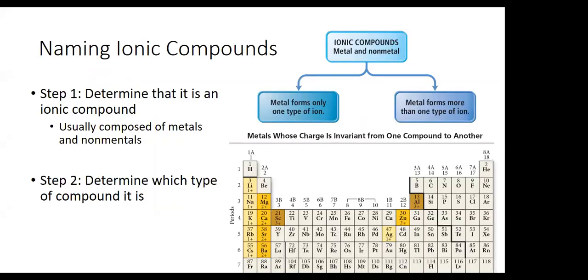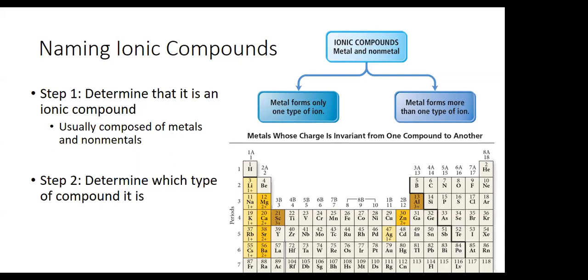So what we're going to talk about today, and it most definitely is going to bleed into Monday, is how we name all the compounds that we could ever come across, for the most part. How we would give it a uniform name, an IUPAC name. IUPAC is just the committee that decides how you name chemicals. And we're going to start with ionic compounds.